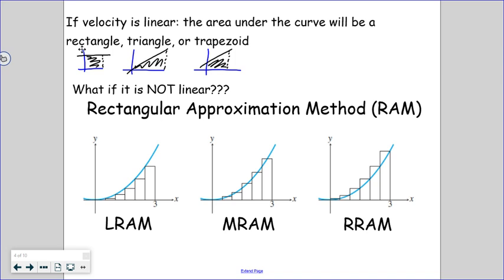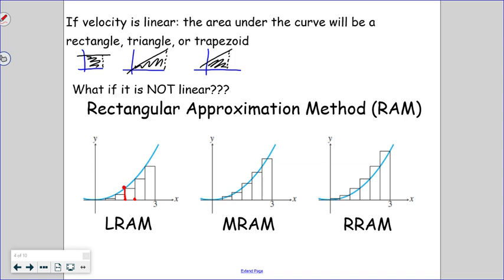Left, middle, right. Yeah, left, and actually M is going to be midpoint. R is right. It's telling you what part of the base of the rectangle to use to create the height. Okay, which side of the rectangle am I using to create the height? In left RAM, the left side of the base, so if this is our base, the left side of it, which would be right here, is the side we use.